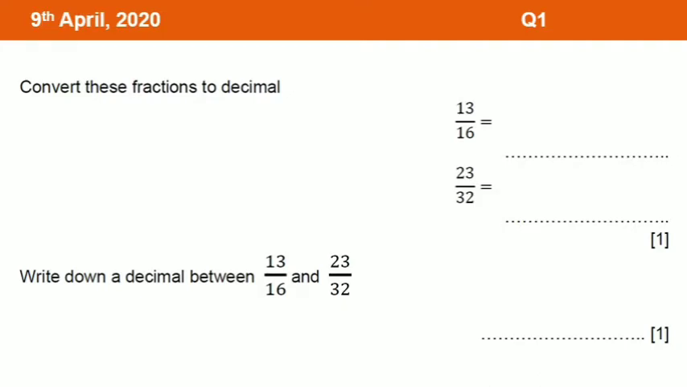Okay, let's start from question 1. Convert these fractions to decimals. 13/16. You can directly type it in your calculator, right? Because this is paper 2. And also for 23/32. And then write down a decimal between 13/16 and 23/32. So we already have the decimals of 13/16 and 23/32, right?